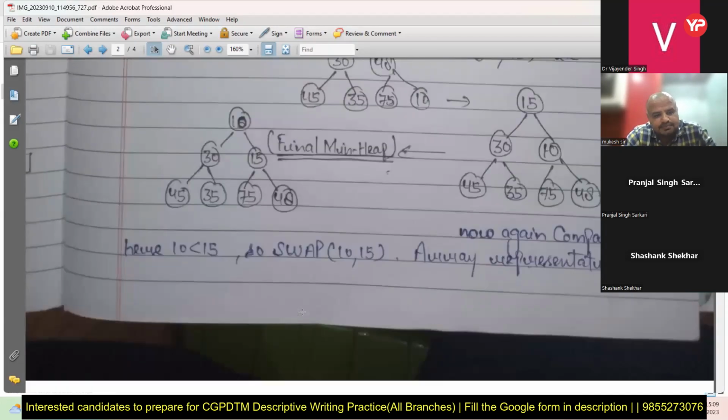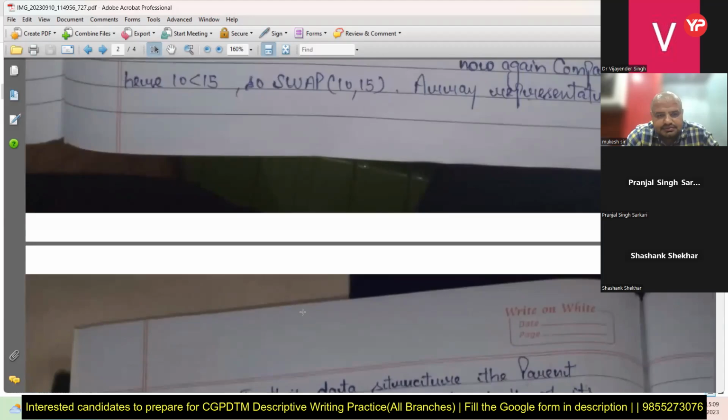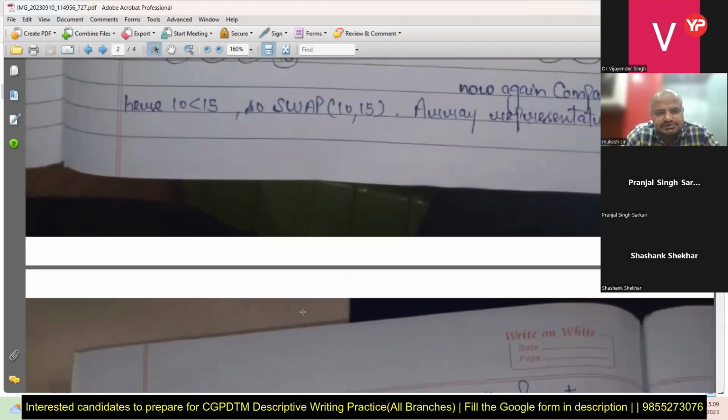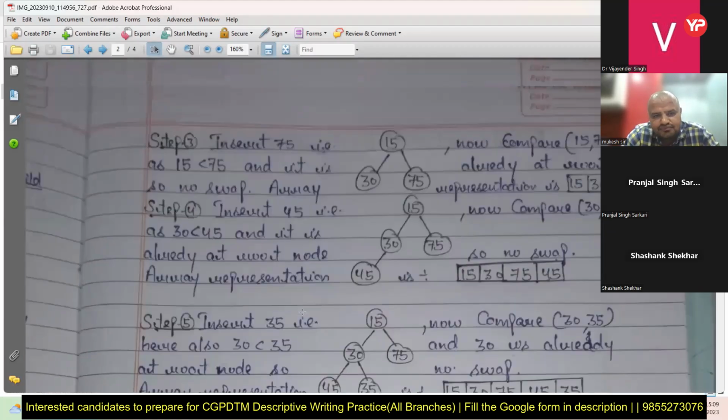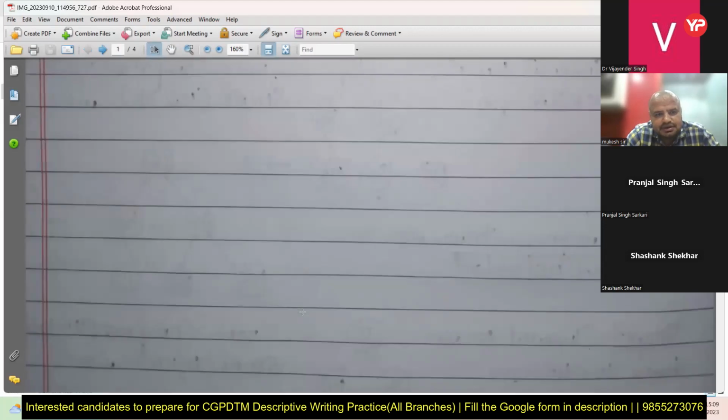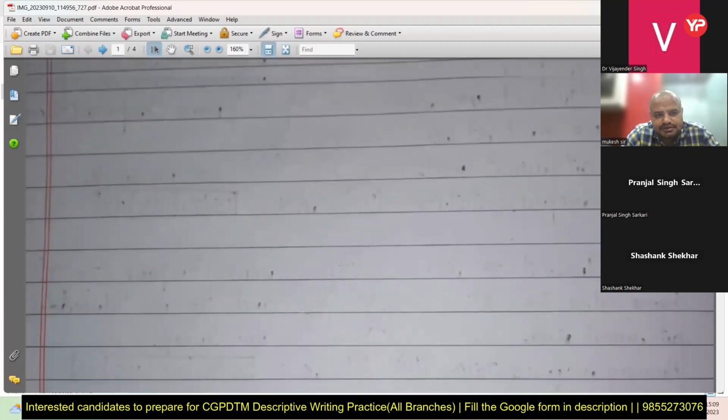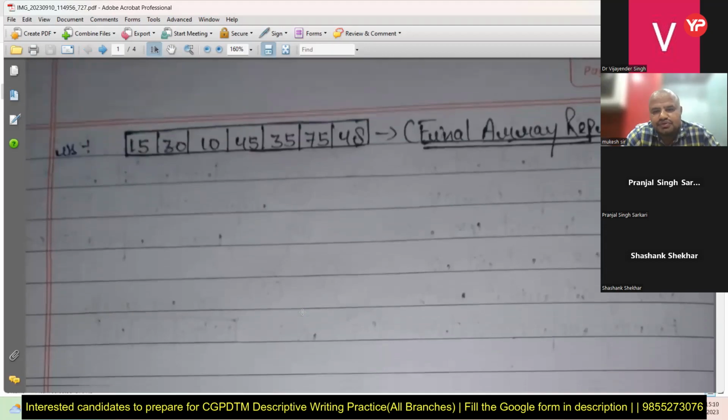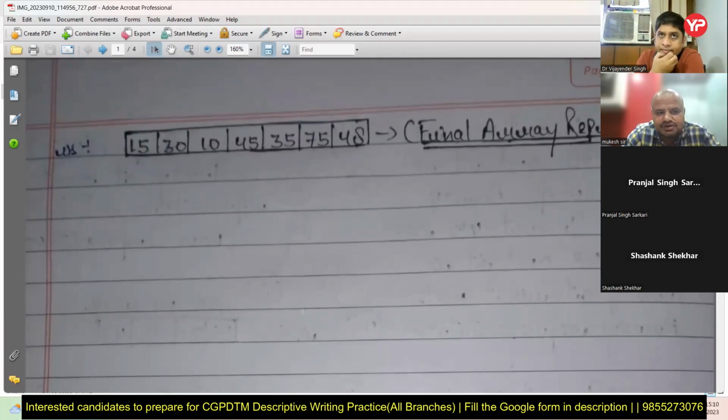Okay, fine. So I think your answer is in a proper format, but I want to see the final conclusion part. You have to give the final answer. You use the word again, but at least my suggestion is to use the word conclusion or final answer, and then you have to write the tree and the array representation with the indexes and the name of the array.